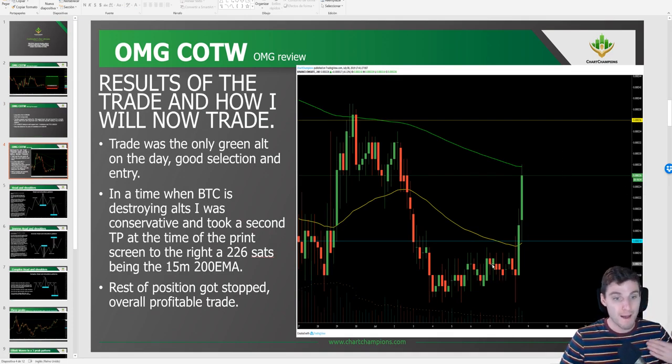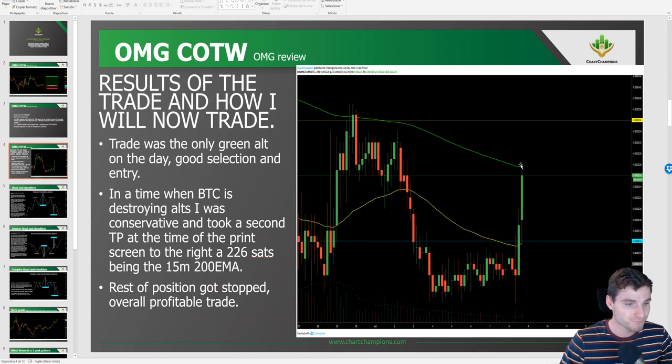Okay, I made a decision. I'll just read it here. The trade was on the green, the only green alt of the day. I'm not going to lie, good selection, good entry. In a time when BTC is destroying alts, I was conservative and took a second take profit at the time of the print screen to the right, which was 226 sats, at the 15 200 exponential moving average, which I do use as a strong guidance for resistance and support.